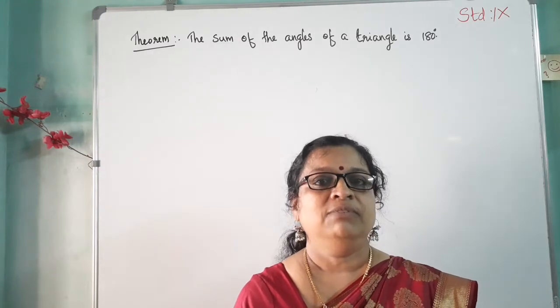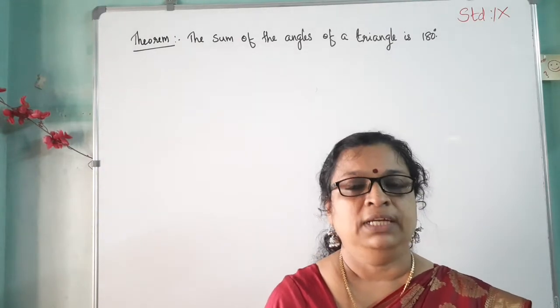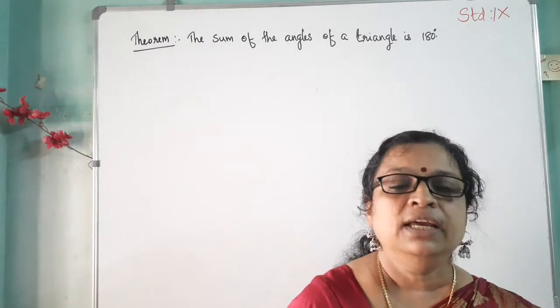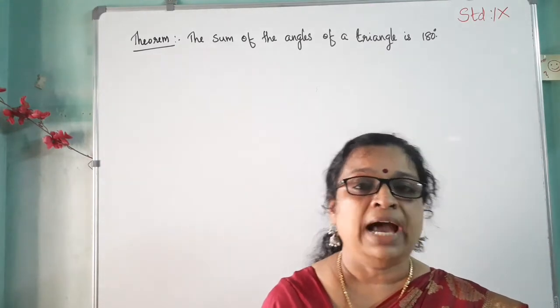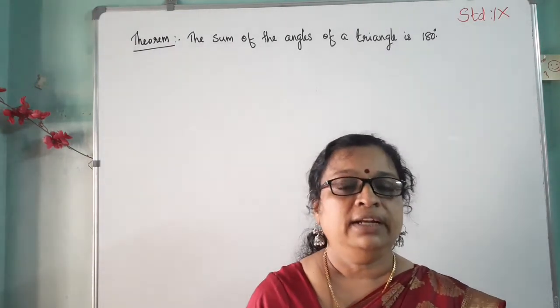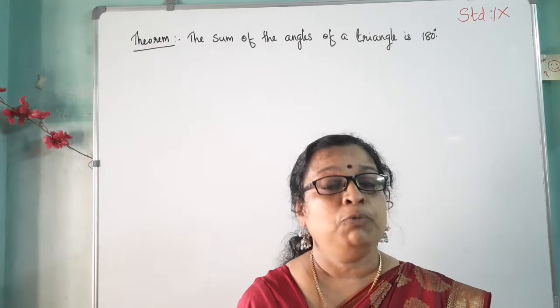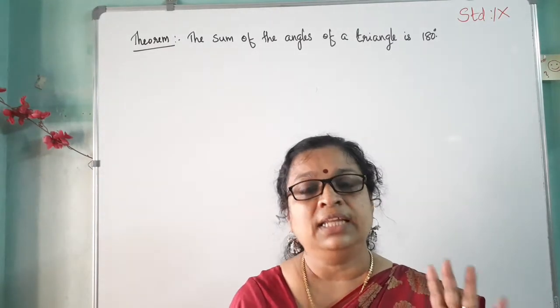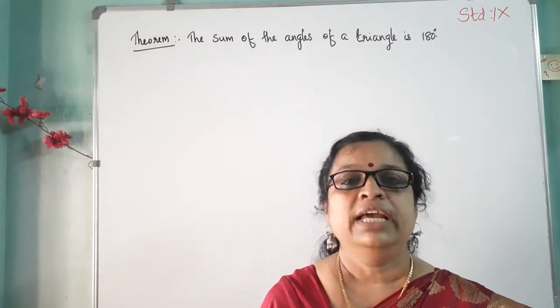In this session we will study the angle sum property, that is, the sum of the angles of a triangle is 180 degrees. The statement is: the sum of angles of a triangle is 180 degrees. We know that a triangle, the smallest polygon, has 3 sides and 3 angles. Those 3 angles, when added, give 180 degrees.